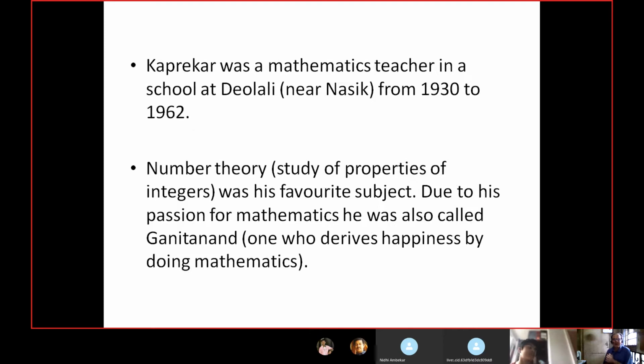Now, Kaprekar was a mathematics teacher in a school at Devlali, which is near Nasik. Number theory was his favorite subject. Number theory means the study of properties of integers. That is what we have been doing today. Properties of integers.